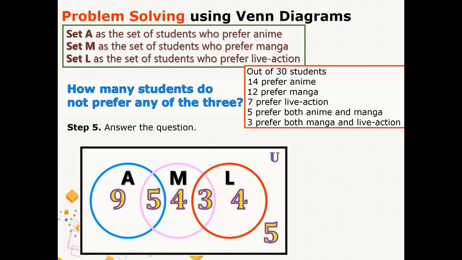Step 5, whatever is found outside the circular figures is the answer to your question. How many students do not prefer any of the three given?